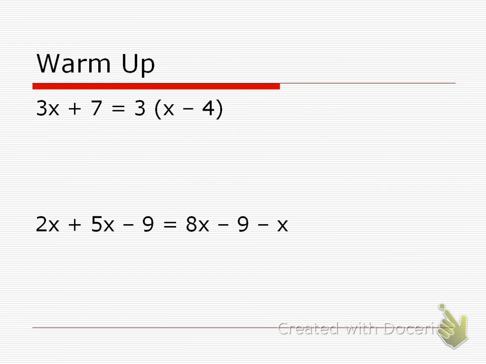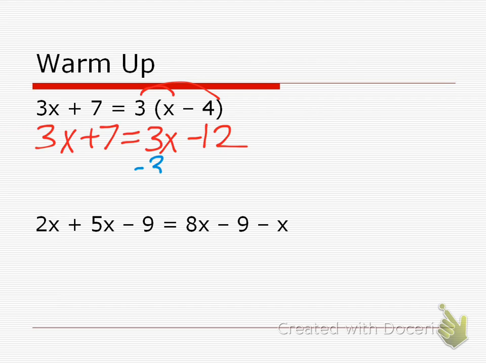We'll start today's lesson by going over your warm-up. Anyone know how I should start the first one? Yes, ma'am. Distribute the 3. Distribute the 3. Good. So I have 3x plus 7 equals 3x minus 12. The next thing you'd probably want to do is get your x's together. What happens when you try to get your x's together?